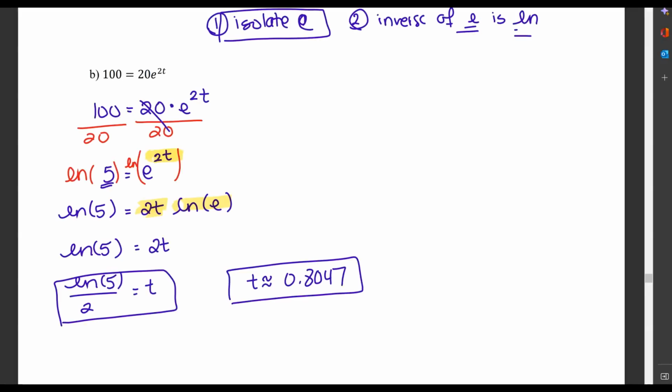It is one of our properties that we have, and we know that this whole ln of e is just equal to 1. So this becomes 2t times 1. So now I can divide both sides by 2, and I end up with the exact value of ln 5 over 2, or an approximation of t is approximately 0.8047.